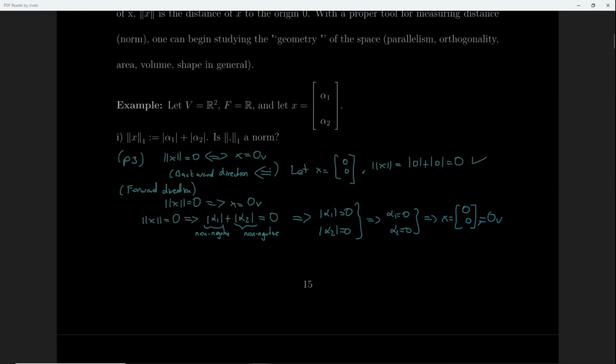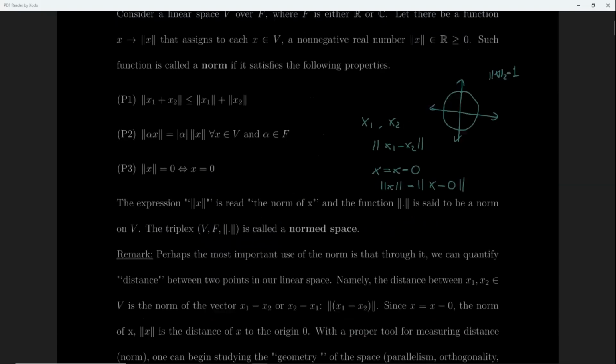Okay, so by showing both directions, we proved the if and only if statement in P3. It says that the norm of x is equal to 0 if and only if x is equal to 0. Please be careful in the exams or quizzes, etc. If you are given an if and only if condition, you need to prove it in both directions, forward and backward. So let's continue with P2.